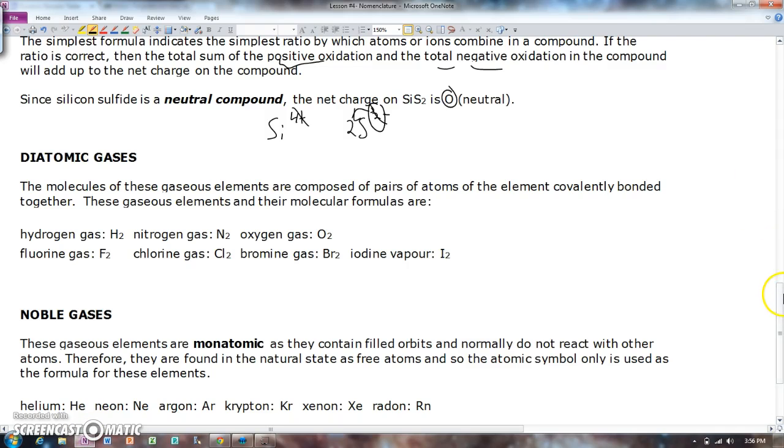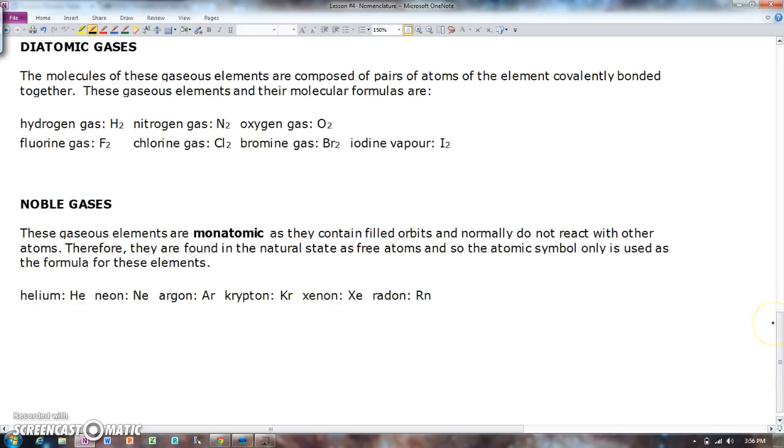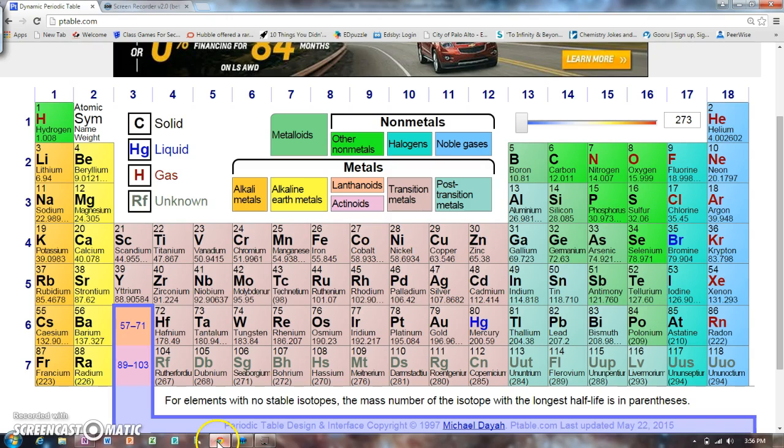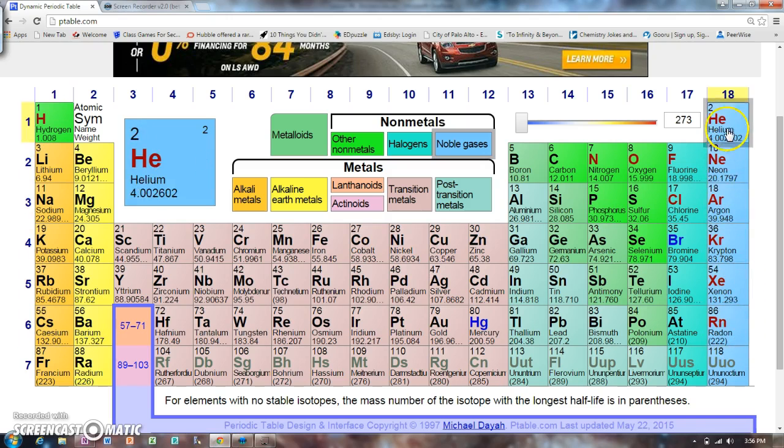And last but not least, we have the noble gases: helium, neon, argon, krypton, xenon, and radon. So they are monatomic gases because they're already happy, right? They have their full octet. They have those 8 electrons in their outer shell, and so they're not worried. They're not looking for any electrons. They're not looking to get rid of any electrons. Okay, so they have a full shell. They just travel alone.